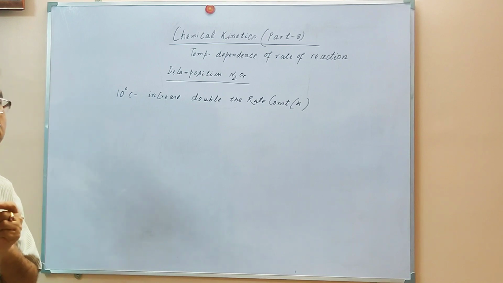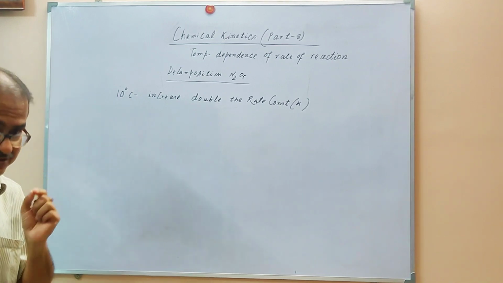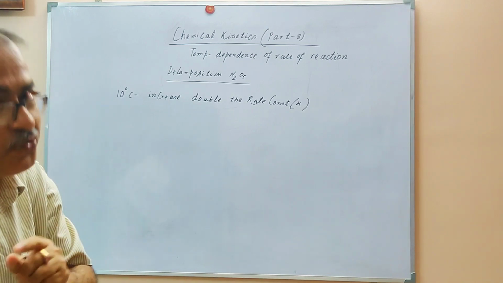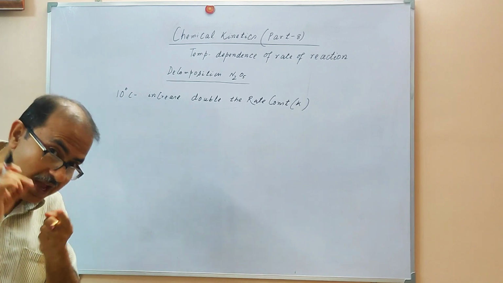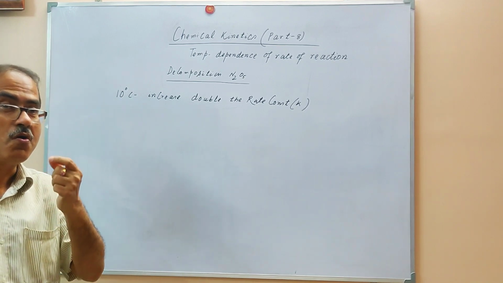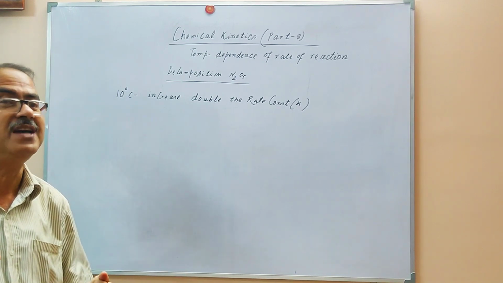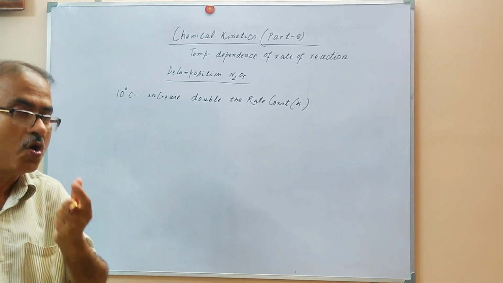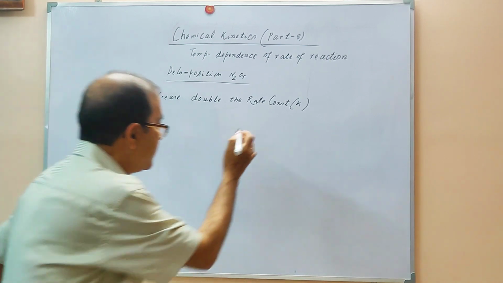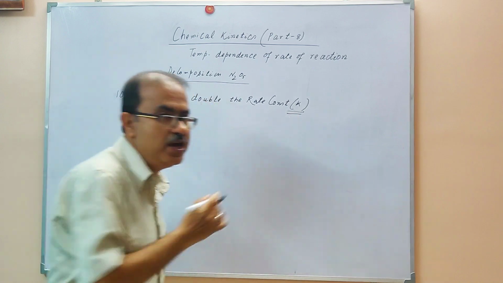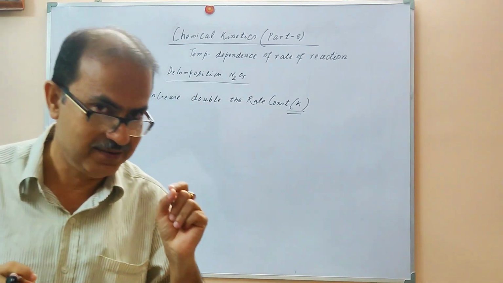When we decompose N2O5 at 0 degrees Celsius, it takes almost 12 days to decompose to half of the original amount. When it is 25 degrees Celsius, it decomposes in 5 hours only. And when we increase to 50 degrees Celsius, it decomposes in 10 minutes. So basically the rate constant is influenced by the temperature of the reaction.